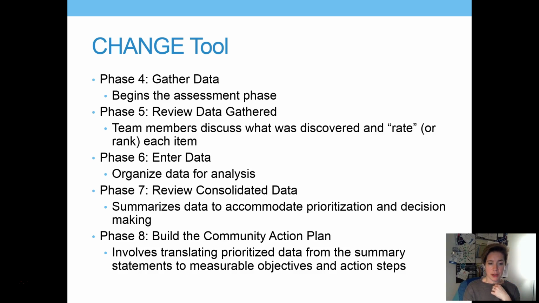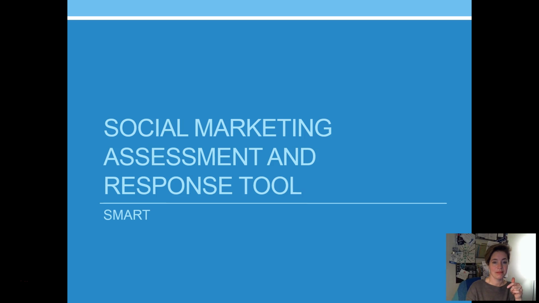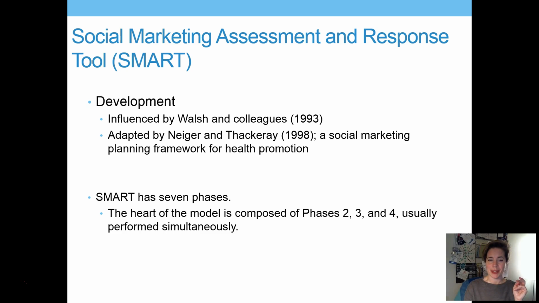So phase 8 would be build the action plan, involves translating the prioritized data and articulating measurable objectives and action steps. Make sense? So although it doesn't get into specifics about evaluation, it's where you would stop and then largely implementation would take place. The last one we're talking about is SMART, Social Marketing Assessment and Response Tool. I'm guessing you've heard of this, but just in case you haven't, we'll walk through some of the details.